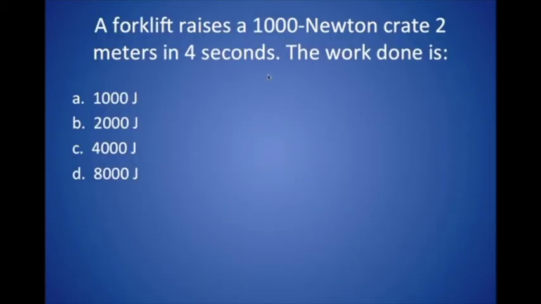Simple problem here. If you have a crate that weighs 1,000 newtons, the force of gravity, and you lift it a total of 2 meters in 4 seconds, the work done, remember work is force times distance. So force is 1,000 newtons, distance is 2 meters. So that would be 2,000 joules. Newtons times meters is joules.